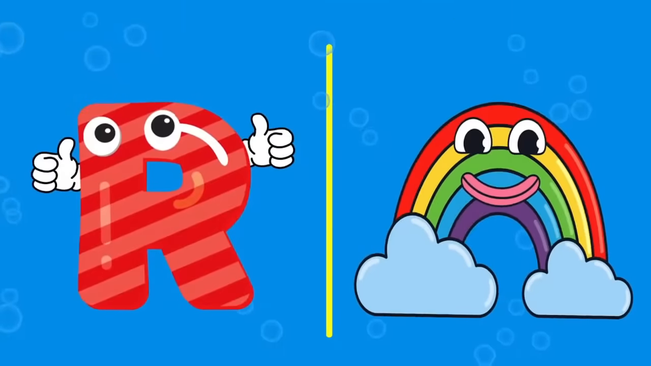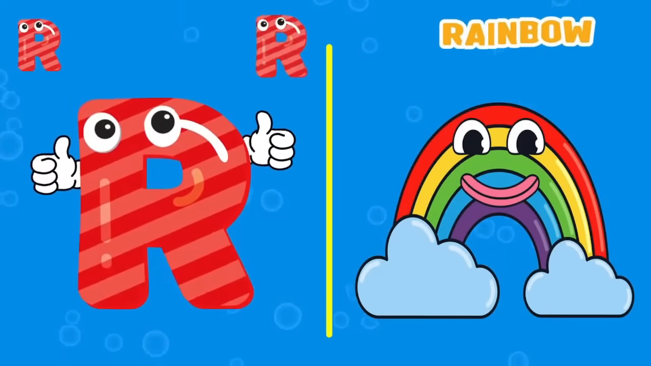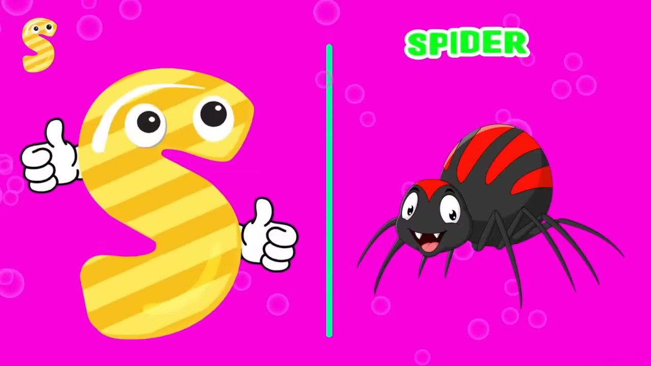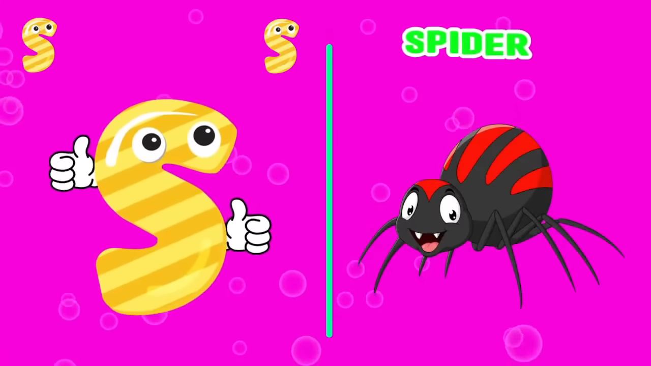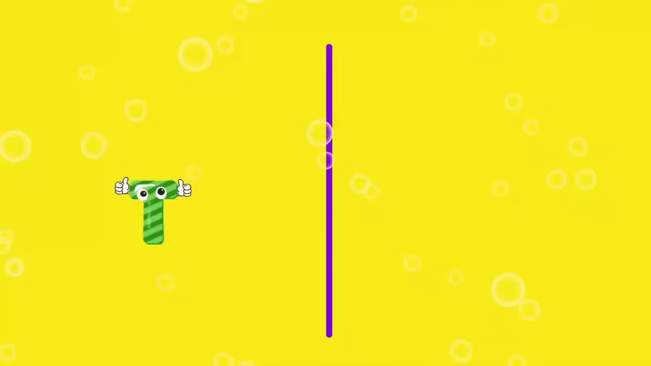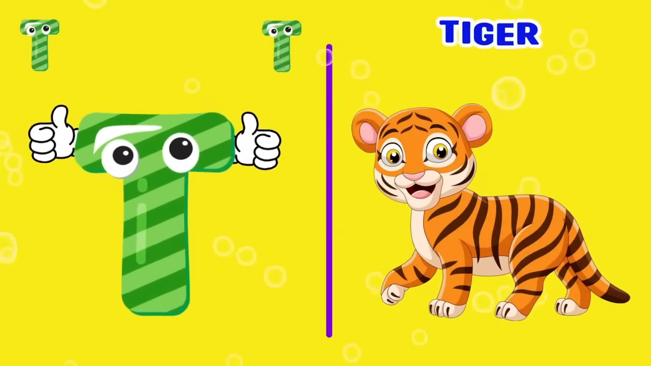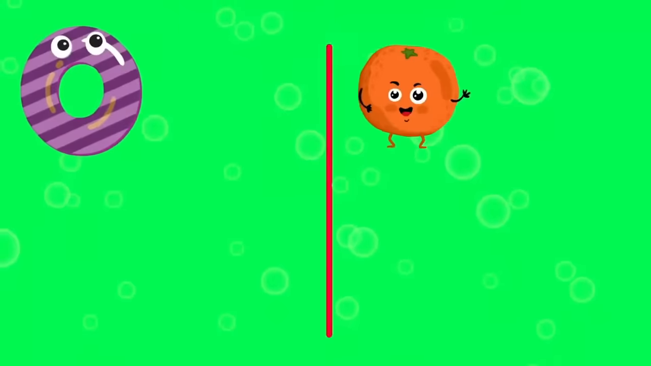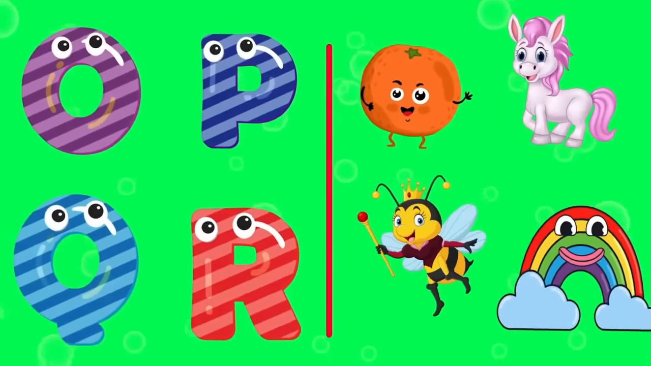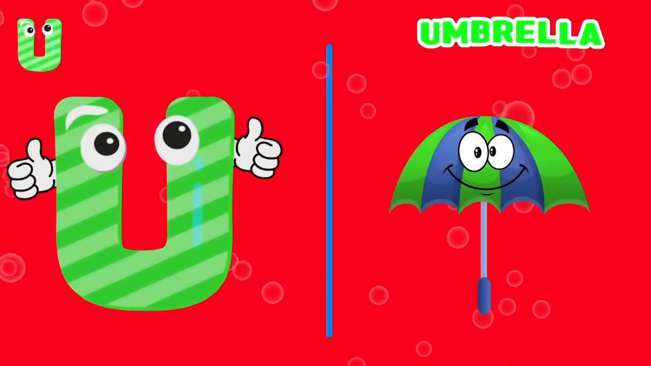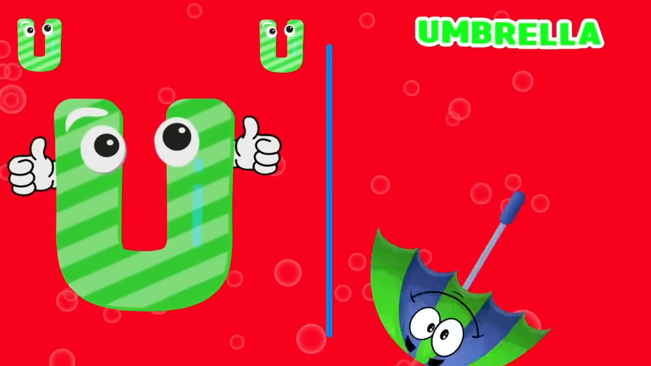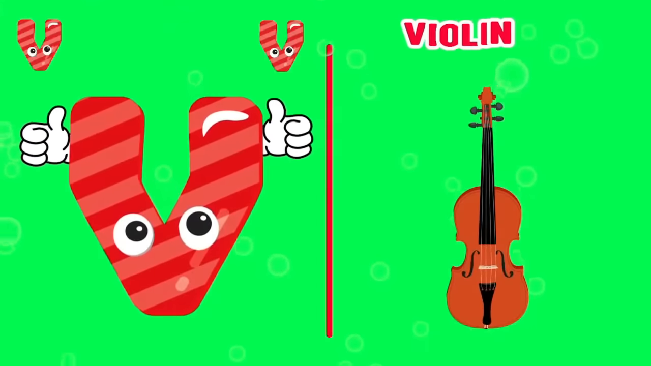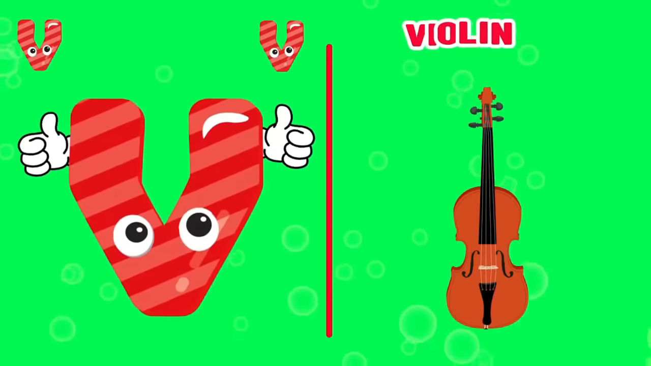R is for rainbow. R, r, rainbow. S is for spider. S, s, spider. T is for tiger. T, t, tiger. U is for umbrella. U, u, umbrella. V is for violin. V, v, violin.